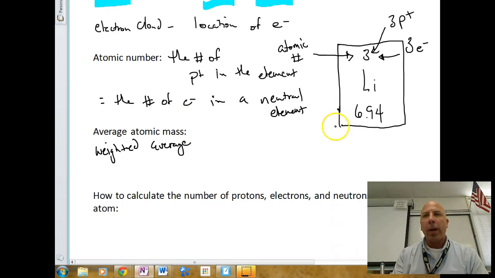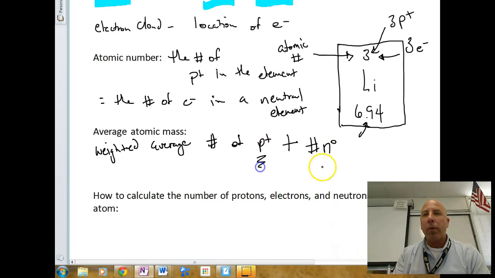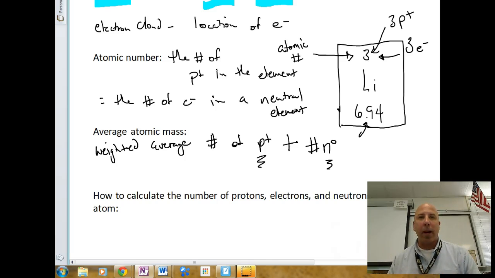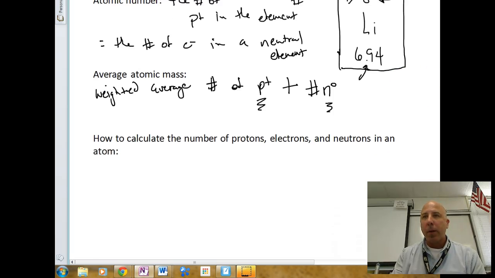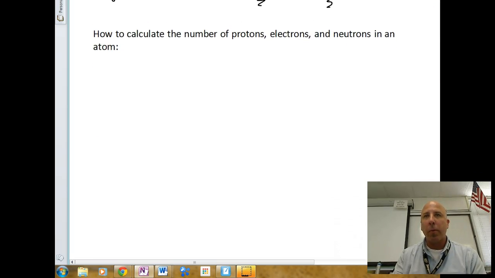But let's say right now this bottom number is equal to the number of protons plus the number of neutrons, because remember, the protons and the neutrons are what account for most of the mass of the atom. So if we want to calculate some things, we can do so. Let's keep that in mind. Now what we want to talk about is how to calculate the number of protons, electrons, and neutrons in an atom, which we've kind of alluded to for the protons and electrons already.